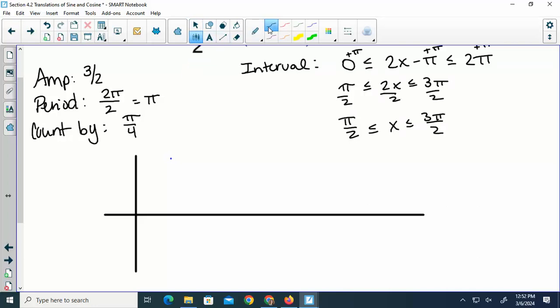So, first point is at the beginning of your interval, which is pi over 2. That's like 90 degrees. We're adding pi over 4, which is like half that. So 5 points total. Pi over 2 plus pi over 4: 2 over 4 plus 1 over 4 is 3 over 4. Plus 1 over 4 would be 4 over 4, just pi. Plus 1 over 4 would be 5 pi over 4. Plus 1 over 4 is 6 pi over 4, or 3 pi over 2.